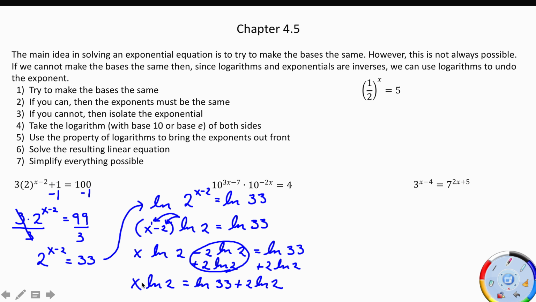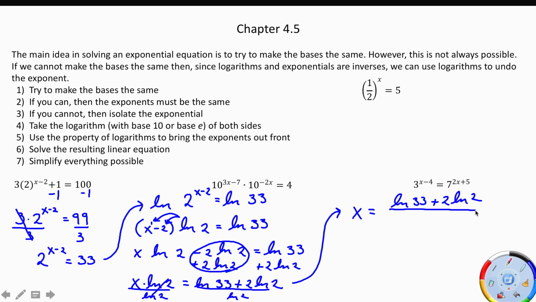And now I just have something being multiplied by my x. So divide both sides by natural log of 2. And you've isolated your x. You have x equals natural log of 33 plus 2 times the natural log of 2 all over the natural log of 2. And again, if I needed a numerical answer, I can now just plug that in my calculator.